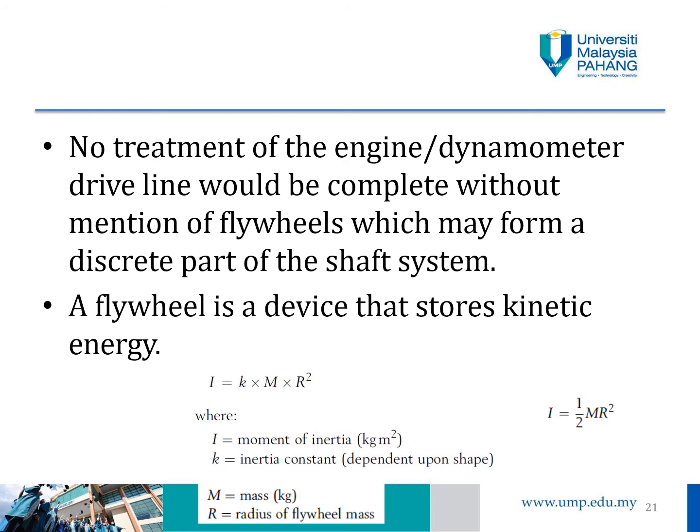So the flywheel connects the kinetic energy. This energy is in terms of half m r squared, where m is the mass and r is the radius of the flywheel mass. This is something we will do later, at the end of the semester.